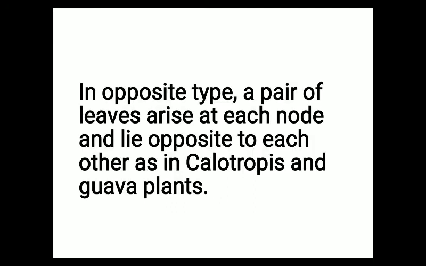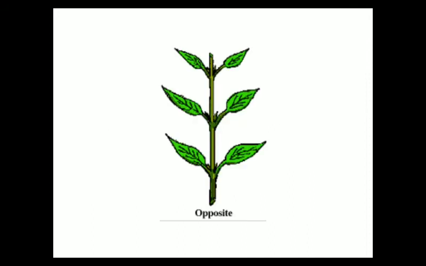Now the next one is the opposite phyllotaxy. In the opposite type, a pair of leaves arise at each node and lie opposite to each other, as in Calotropis and guava plants. So in opposite phyllotaxy, what do we observe? This is a diagram of opposite phyllotaxy. There will be a stem, and a pair of leaves will arise from each node.